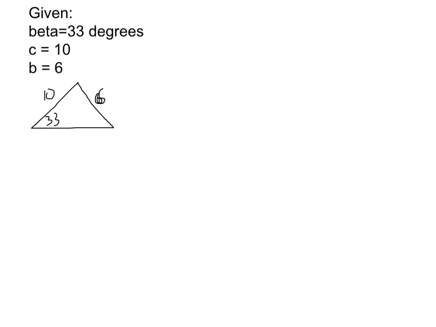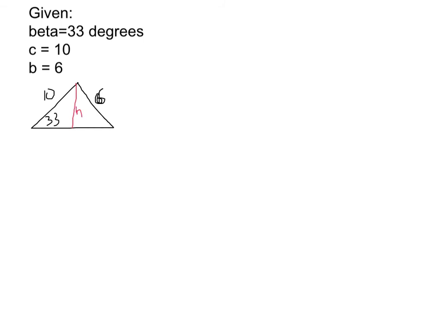And so then I can do what I've been doing, compare this side to this side first. 6 is less than 10, so I know I might have two triangles or I might have no triangle. So I need to compare to the height. And here we've changed the numbers a little bit, so we're going to need to find our height again.